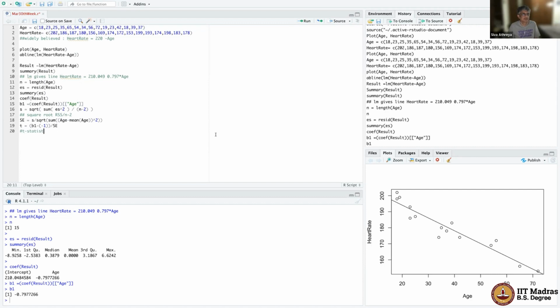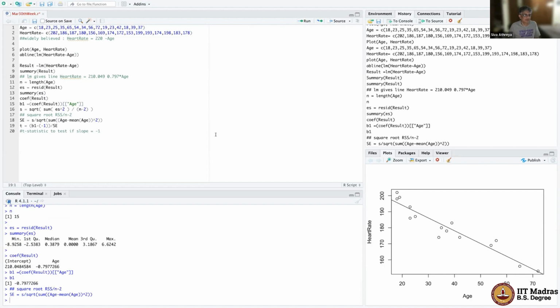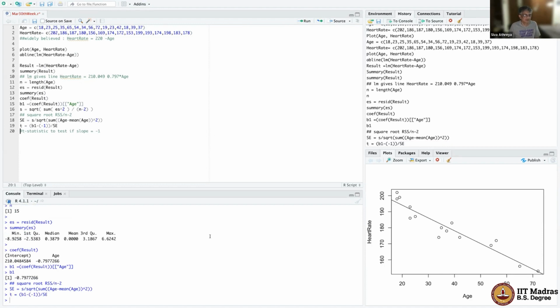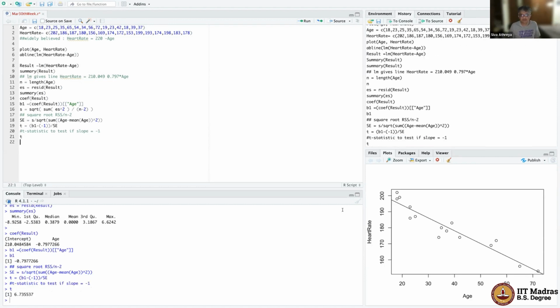This tests if the slope is equal to -1. Let's find that out. Let's come here. SE is this, and t is this. Let's go find the value of t. The value of t is 6.737. That's some number.